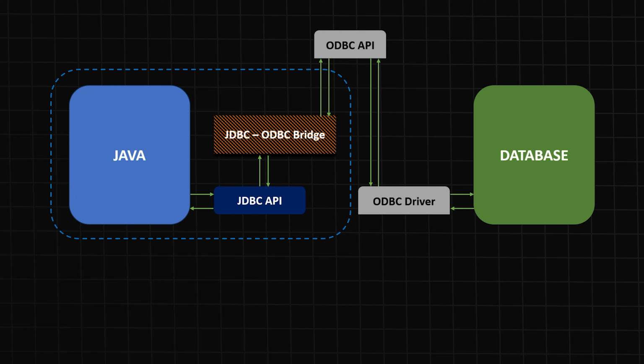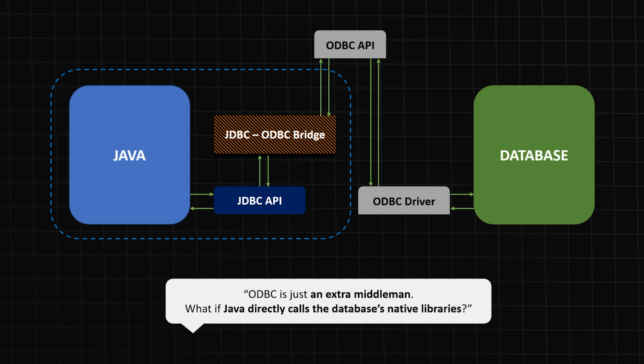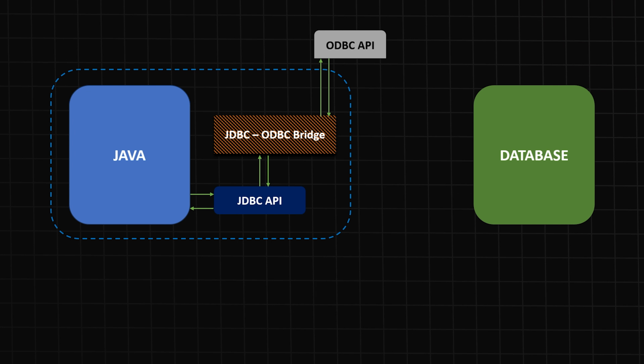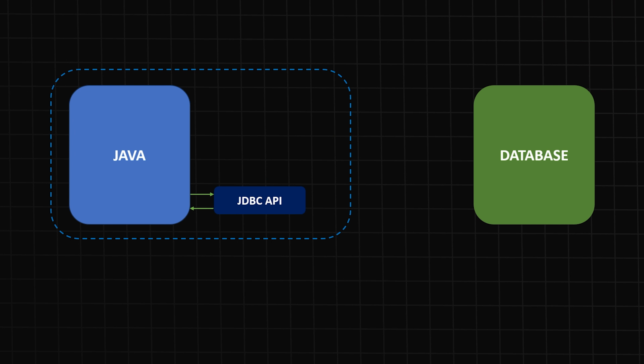Now the industry asked a new question: can we make Java talk to the databases faster and with fewer layers? Then the developers said ODBC is just an extra middleman. What if Java directly calls the native libraries of the database, right? So they removed the ODBC driver. If the ODBC driver was not there, there is no sense in having the ODBC API, so there is no need for the ODBC API as well. And because ODBC is not in the picture, there was no need for the JDBC ODBC bridge. So let's remove it as well.